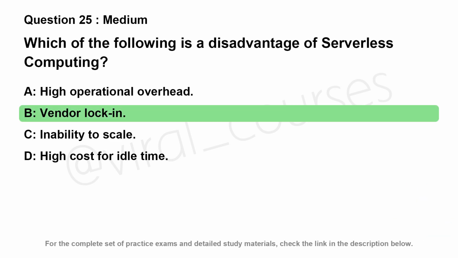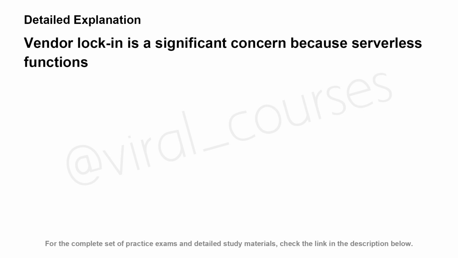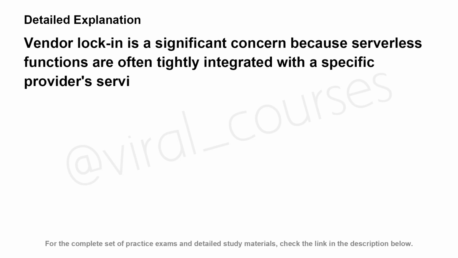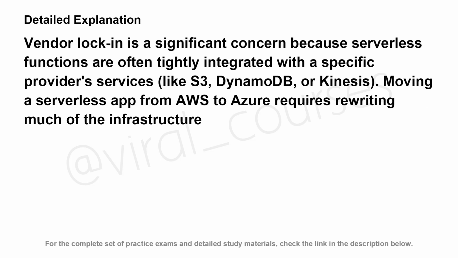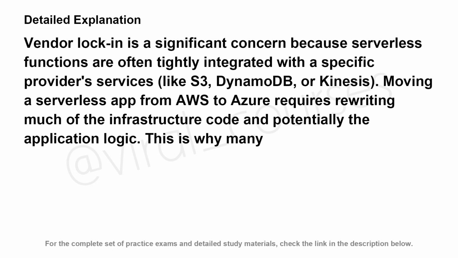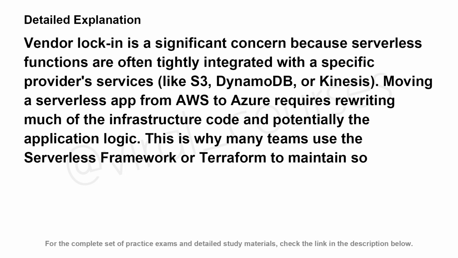The correct answer is B. Vendor lock-in is a significant concern because serverless functions are often tightly integrated with a specific provider's services, like S3, DynamoDB, or Kinesis. Moving a serverless app from AWS to Azure requires rewriting much of the infrastructure code and potentially the application logic. This is why many teams use the Serverless Framework or Terraform to maintain some level of portability.